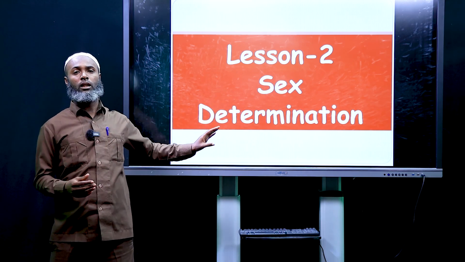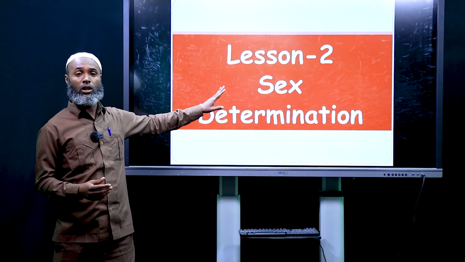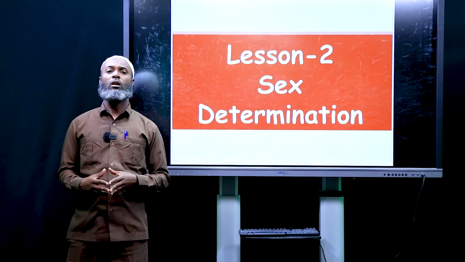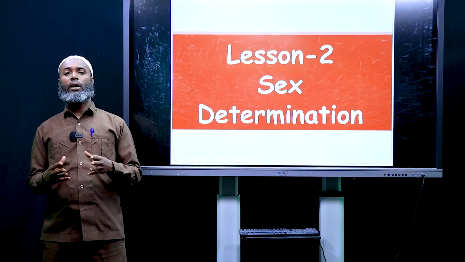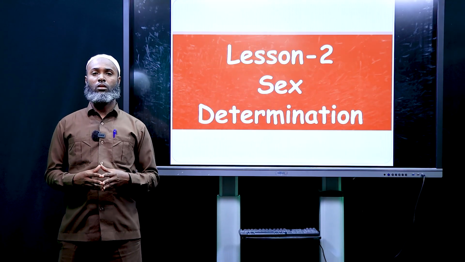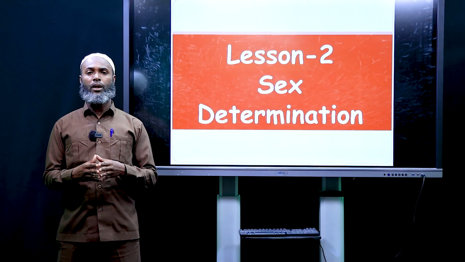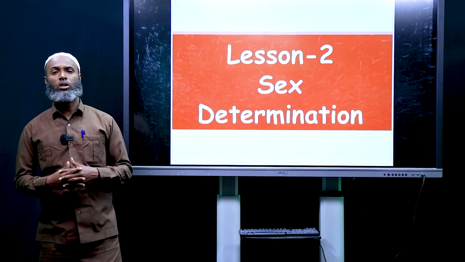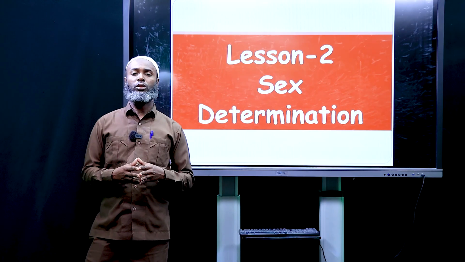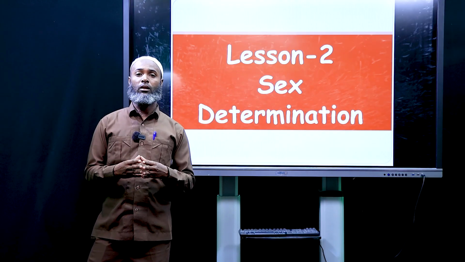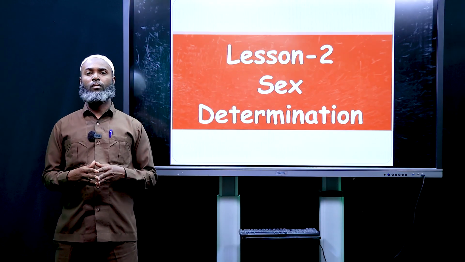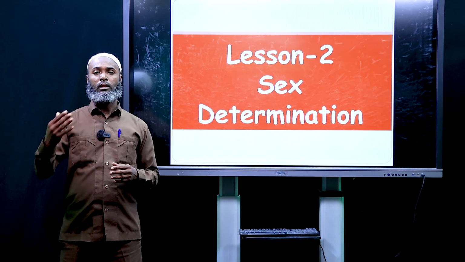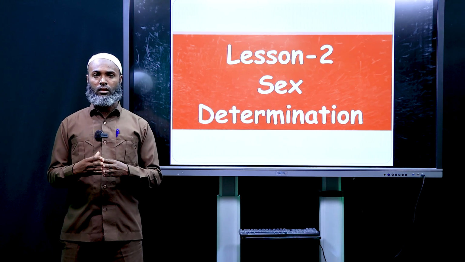But before we go directly to this lesson, which is lesson 2, let's revise what we have seen in the previous lesson. In the previous lesson, we have seen genetic crosses. We have seen monohybrid cross and dihybrid cross. We have seen that monohybrid cross is a type of genetic cross that involves only one trait, only one character, either seed color or stem size.